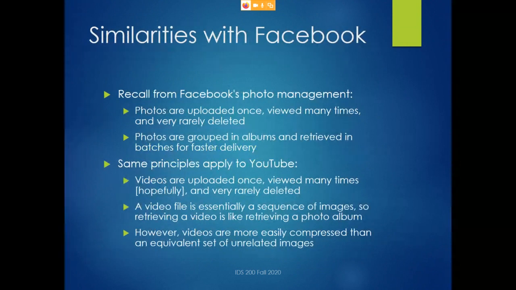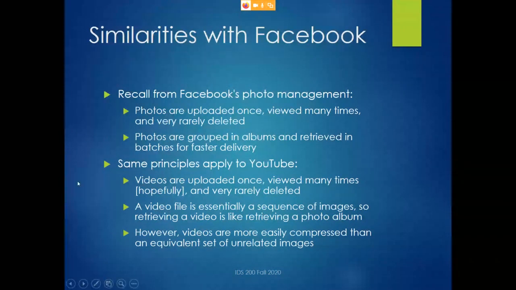Okay. Now, similarities with Facebook. So remember when we were talking about Facebook's photo management system, photos are typically uploaded once, viewed many times, very rarely deleted, right? So when you upload a photo to Facebook, it's basically a static piece of data. You're not going to go in there and edit it really on Facebook. And also, photos get grouped in albums and retrieved in batches for faster delivery, right? That was one of the things that Facebook implemented with Haystack. Well, these same principles apply to YouTube, right?